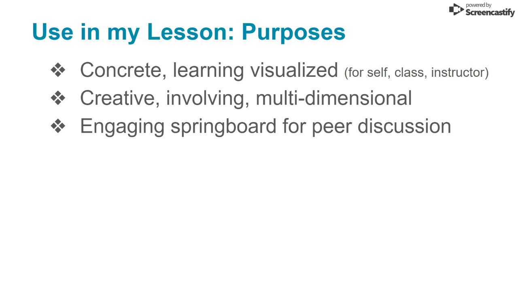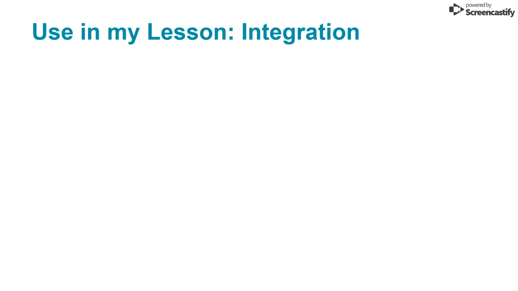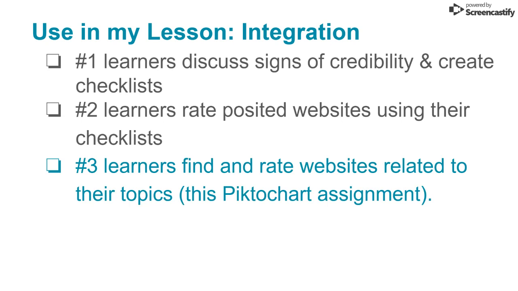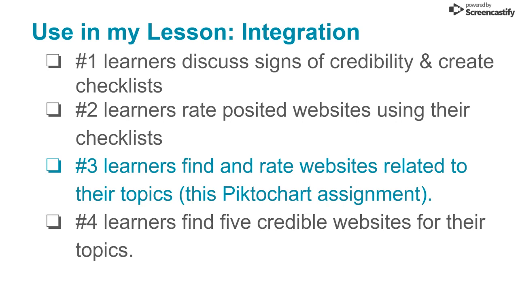And using PictoChart in this way will provide learners with an engaging springboard for peer discussion. They can post links to their PictoChart, and then learners can comment on the placement of the websites that they are seeing on the credibility spectrum in their classmates. So this will be about the 3rd step in a 4-step process within the lesson.